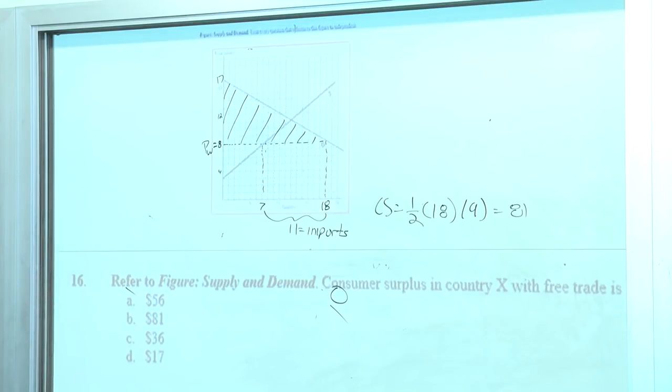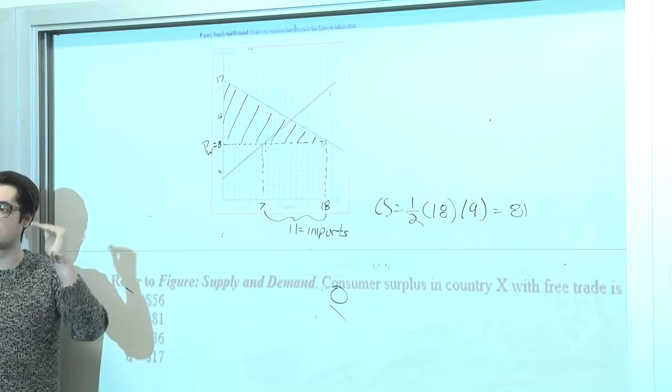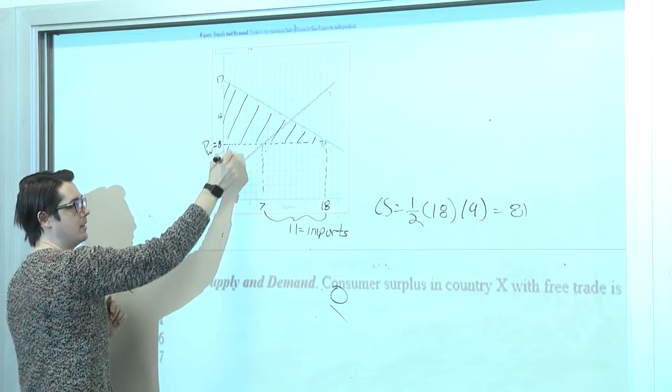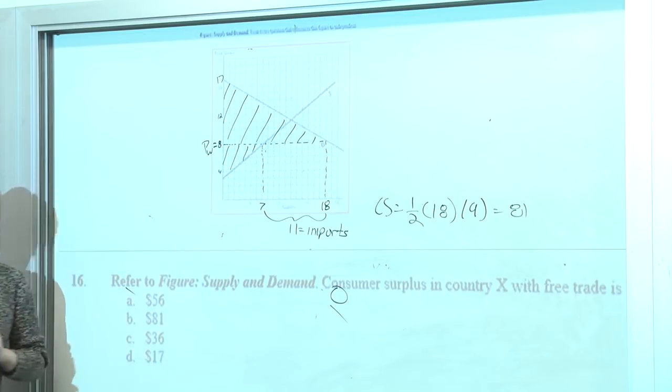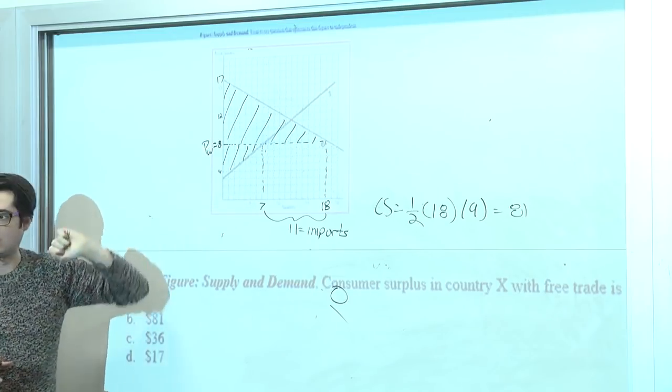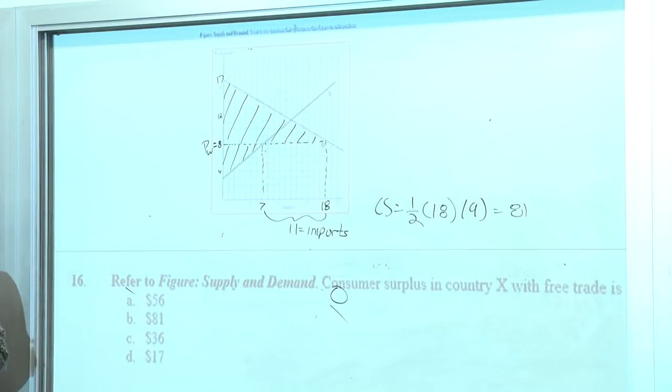Remember, it's the excess value they get from selling their stuff. So is the area going to be above the supply curve? The supply curve is the minimum price they're willing to sell and the actual price that they receive. So the producer surplus is going to be that little triangle there. Again, it's not asked, but if you were to do that, it would be 7 times 4 divided by 2. Okay, so it'd be 14.